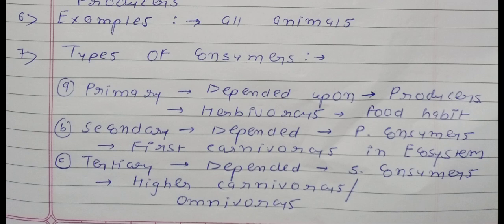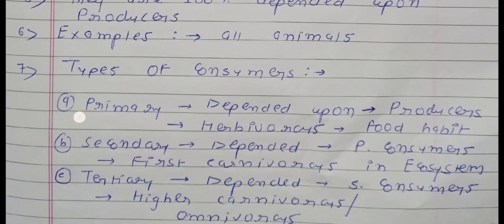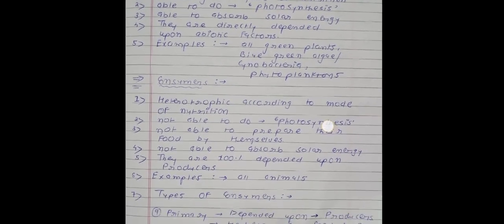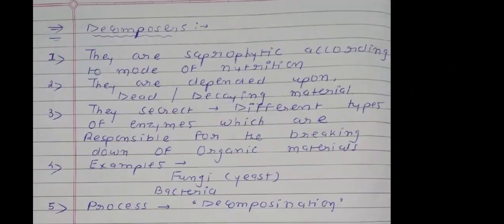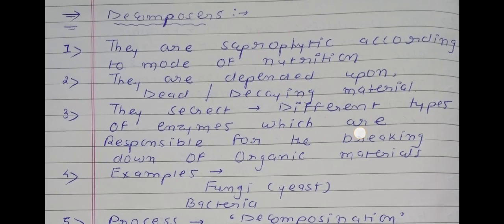Now see, third category, tertiary consumer. Higher carnivorous or some omnivorous organisms are included in the tertiary consumer. So thus we can say that there are three main types of consumer: primary, secondary and tertiary. So the information about producers and consumers is completed here. Now if we talk about the information about decomposers.